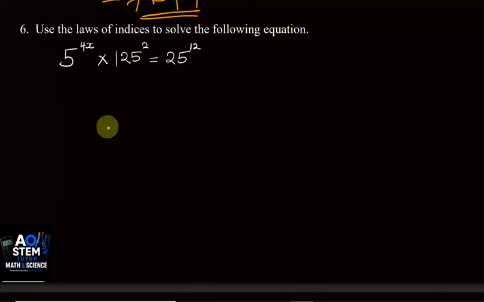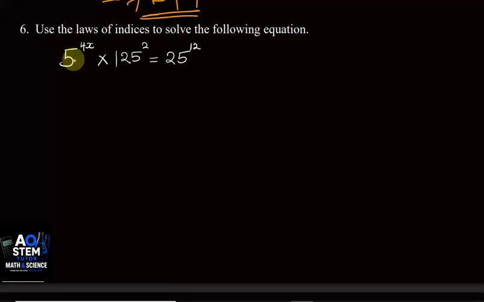Question number 6. Use the laws of indices to solve the following equation. 5 raised to 4x times 125 squared is equal to 25 raised to 12. This is what we do. You make sure the bases are equal.